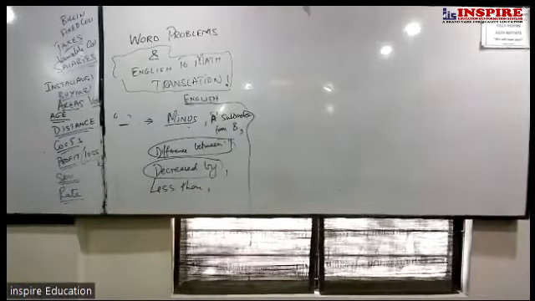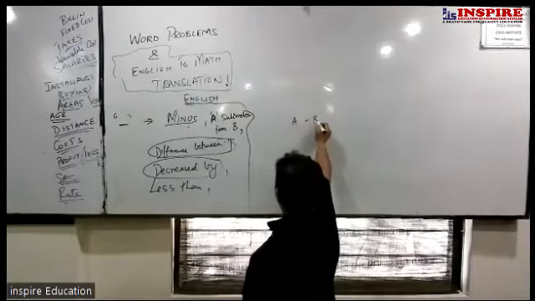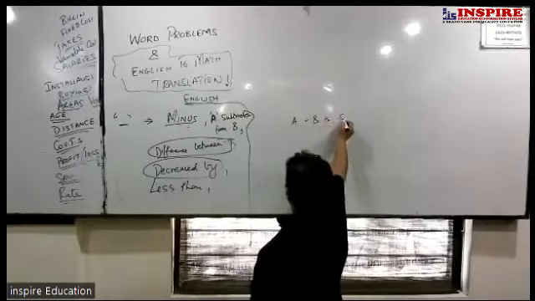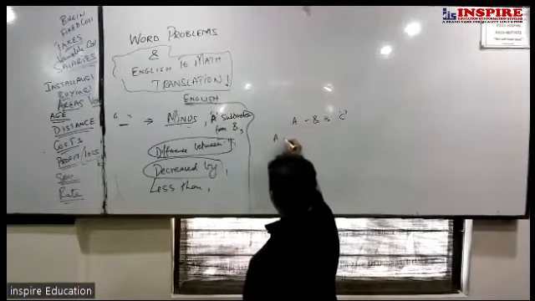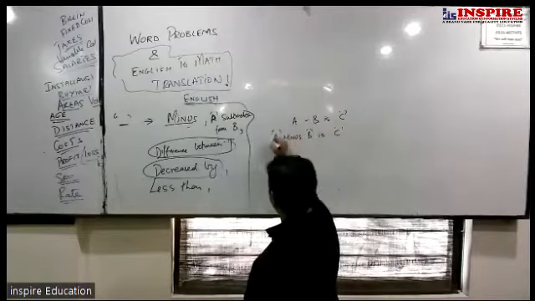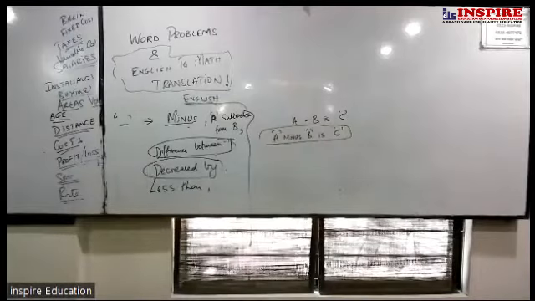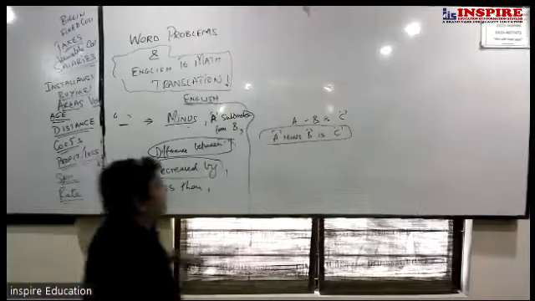Okay? Let's understand. A minus B. A minus B is C. A minus B is C. Okay? A subtracted from B.